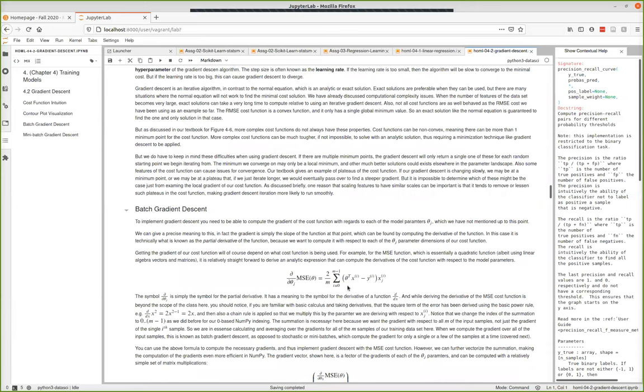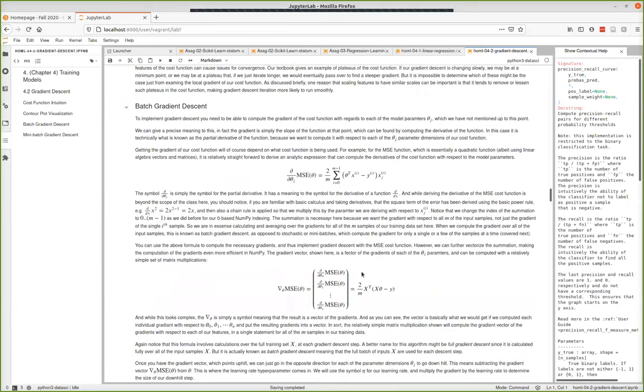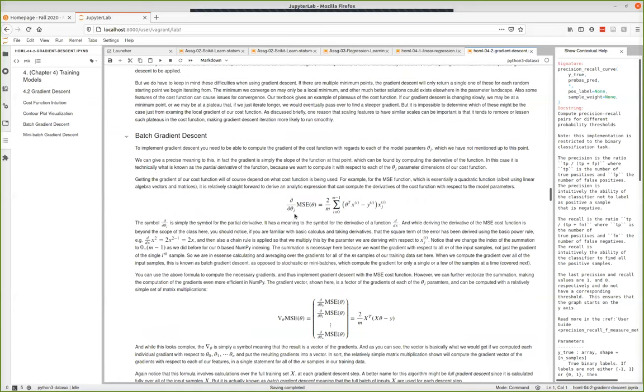I already mentioned this. This is one of the reasons why we use the square of the error, because it makes the calculation of the gradient, or the calculation of the derivative, relatively easy, as opposed to the absolute value, where you can't really calculate the derivatives like this, right? So for the mean squared error function, there's a relatively simple form for calculating the gradient with respect to each of the parameters, and it's this here. And again, it's a little bit beyond the scope of this class to derive this.